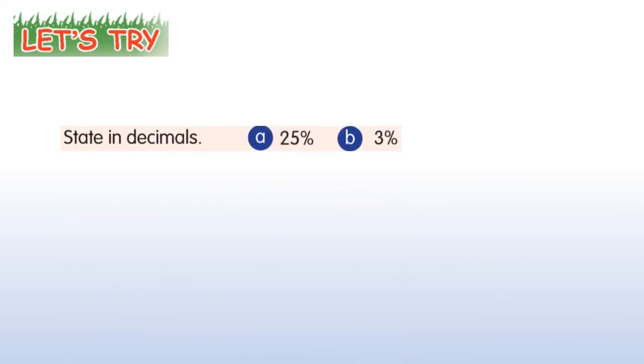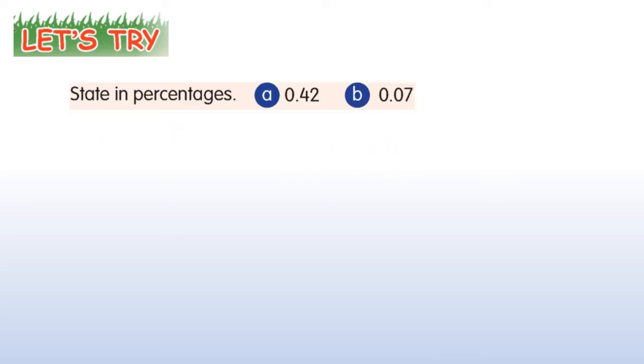Now look at the second question. State in decimal. For A, 25%. 25% in decimal is 0.25. For B, 3% in decimal is 0.03. And then the third question here, state in percentage. For A, 0.42, so in percentage it is 42%. And then for B, 0.07, in percentage it is 7%.